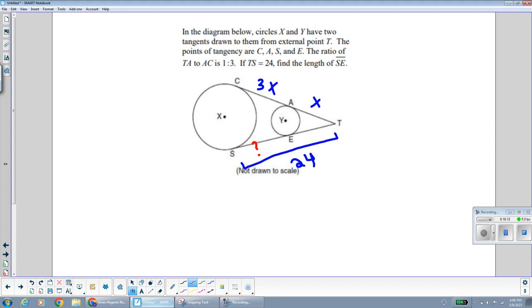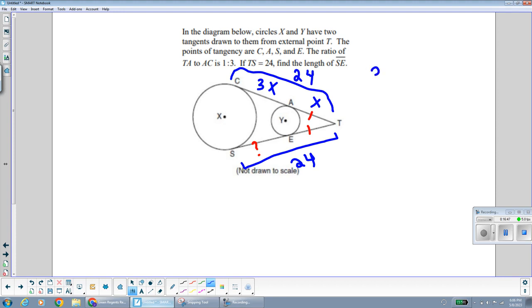So keep in mind, two tangents from a circle that come from the same point are congruent. TA and TE are both tangent to circle Y, and they come out of the same point, so they need to be congruent. TC and TS are both tangent to circle X, and they both come out of the same point, so TC and TS need to be congruent as well. So if TS is 24, that means TC also has to have length 24.